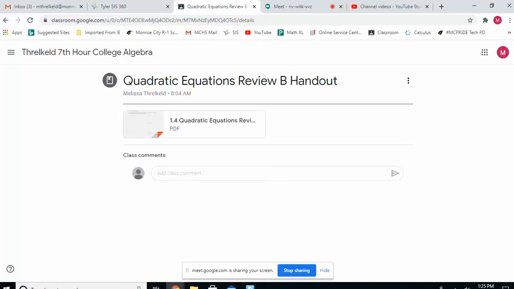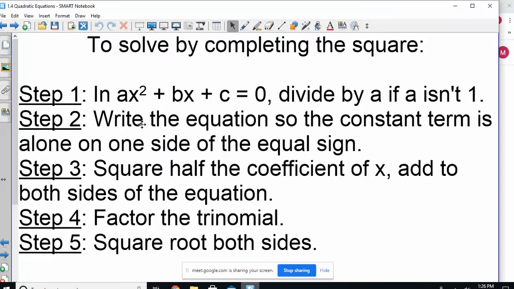Friday, we were working on section 1.4, quadratic equations. We talked about solving them by the square root method and by factoring, and I think my video left off, I had you write this down in your notes, but I hadn't done any examples yet. So this is where we want to pick up today.